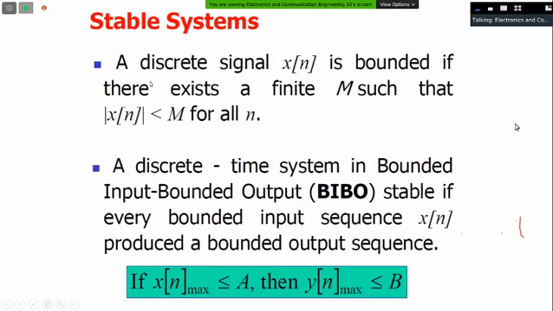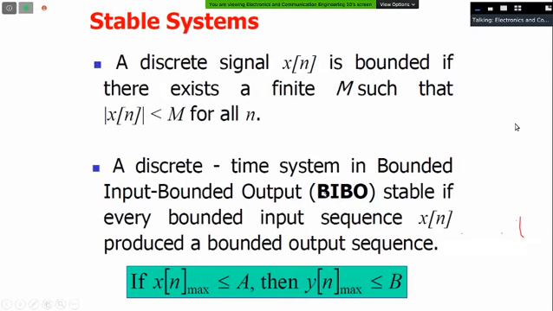So what are stable systems? A discrete signal x[n], this is about the input I am talking about, which is the input signal, we call it bounded, right? When do we call it bounded? If there exists a finite M such that mod of x[n] is less than M for all n. So this is the bounding condition for an input. A discrete signal x[n] is bounded if there exists a finite M such that mod of x[n] is less than M for all n.